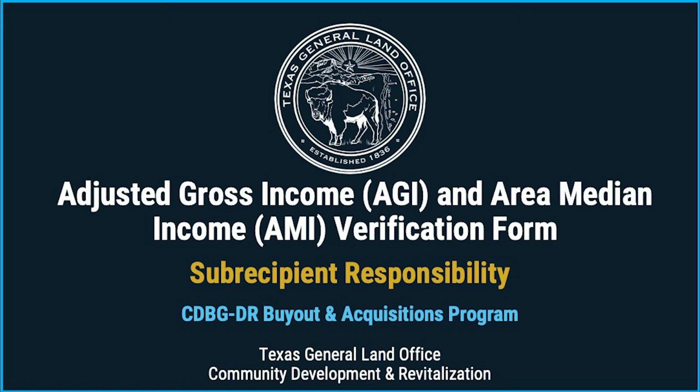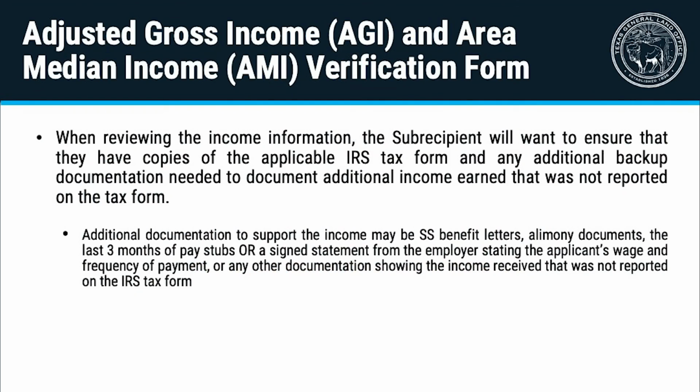Once the applicant has completed and submitted the form and their tax forms, the subrecipient can use this to assist in making an eligibility determination for the applicant. The subrecipient will want to review the AGI and AMI tools and IRS forms and confirm the following information. When reviewing the income information, subrecipients will want to ensure that they have copies of the applicable IRS tax forms and any additional backup documentation needed to document additional income earned that was not reported on the tax form.